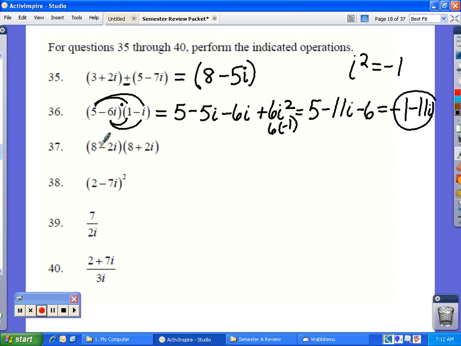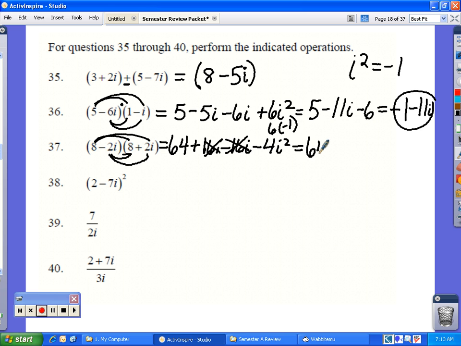37, you're going to do the same thing. First, outside, inside, last. So 8 times 8 is 64. 8 times positive 2i is positive 16i. Negative 2i times 8 is negative 16i. And negative 2i times positive 2i is negative 4i squared. Again, you know that i squared is negative 1. And in this case, 16i and negative 16i cancel out.